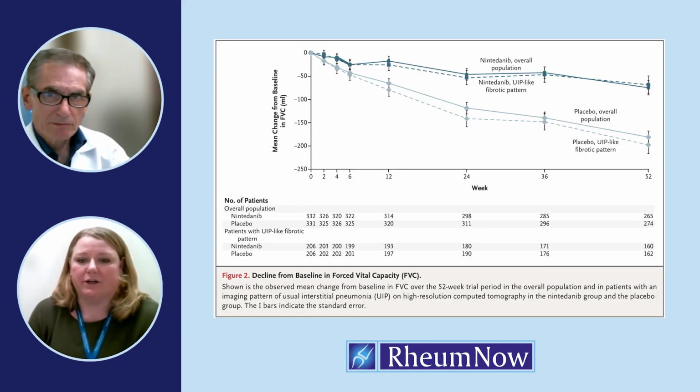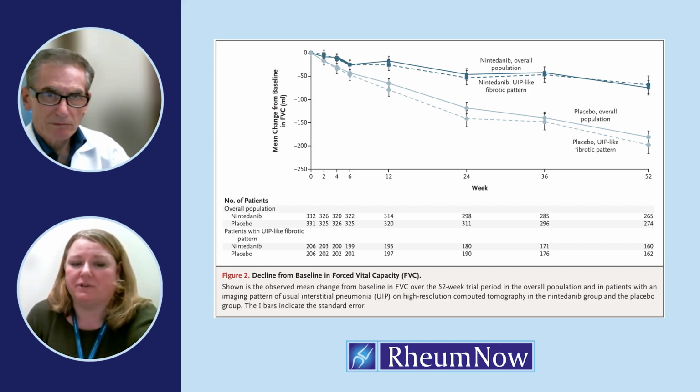And what you can see here is that overall, this is looking at the mean change in forced vital capacity over time, that the nintedanib group had a slower rate of decline in their forced vital capacity compared to the placebo group overall. And there's maybe a slight worsening in people who had a UIP-like fibrotic pattern, but in the nintedanib group, they did the same whether they had a UIP-like pattern or not.